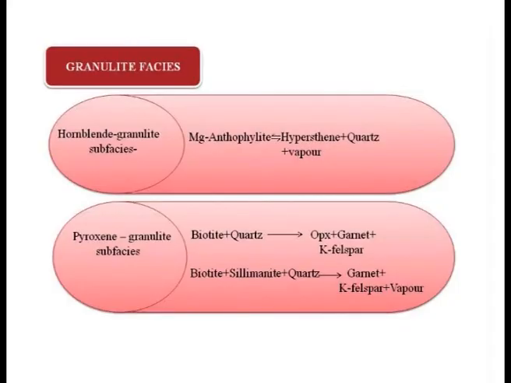The important reactions in granulite phases are: Mg anthophyllite gives rise to hypersthene plus quartz plus vapor. Second reaction, biotite plus quartz gives rise to orthopyroxene plus garnet plus potash feldspar. Third reaction, biotite plus sillimanite plus quartz gives rise to garnet plus potash feldspar plus vapor.